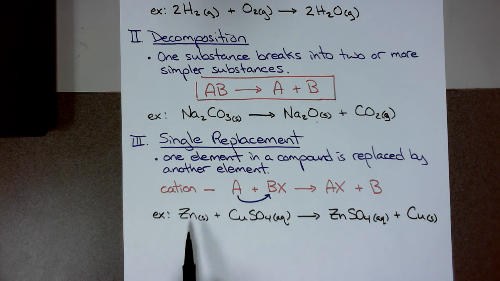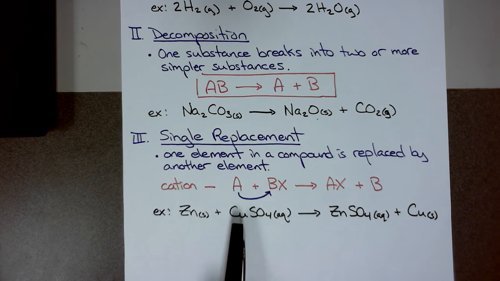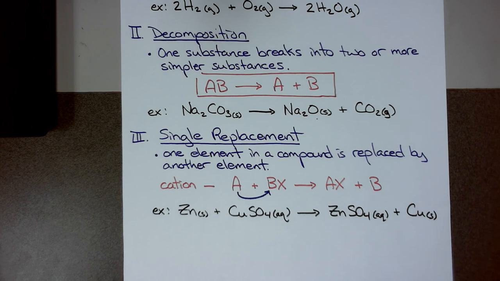And this cation is almost always a metal replacing a metal, but every once in a while you may see a metal replace hydrogen, because hydrogen is also a cation, a 1+ charge. So it's usually a metal replacing a metal unless there's a hydrogen there. It can also replace a hydrogen.